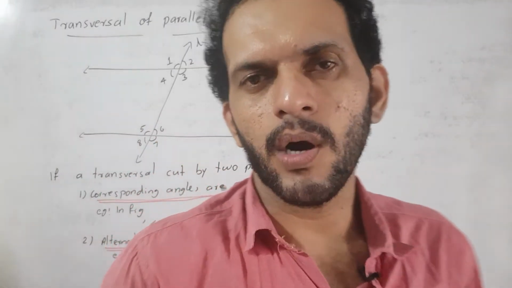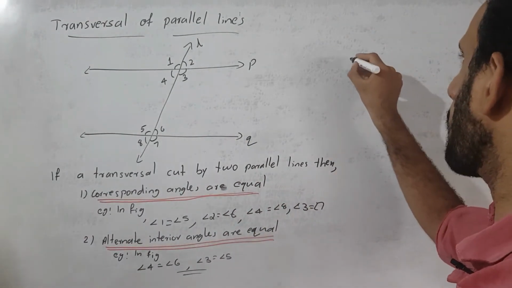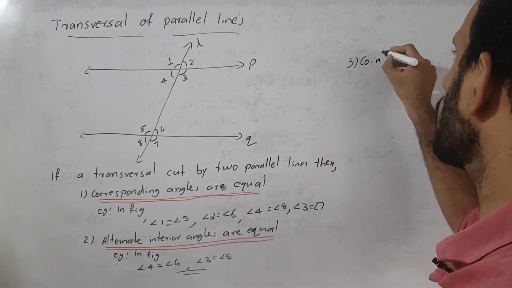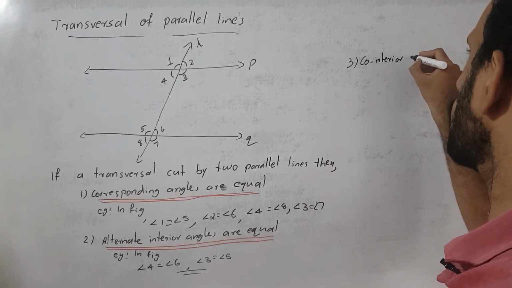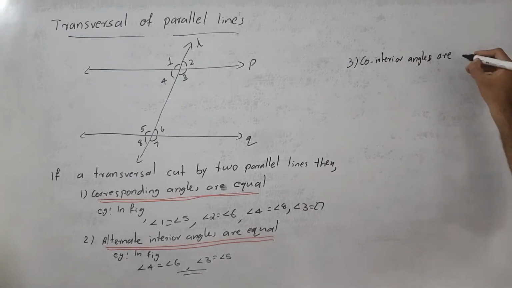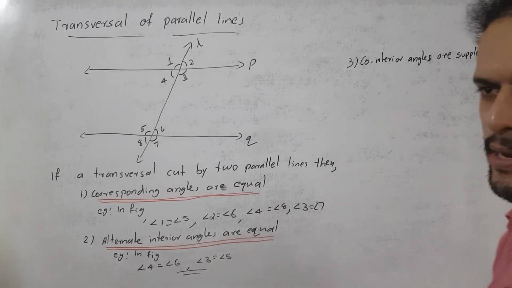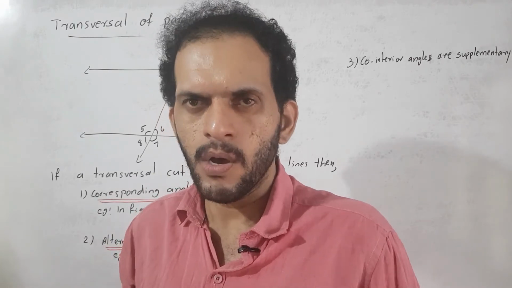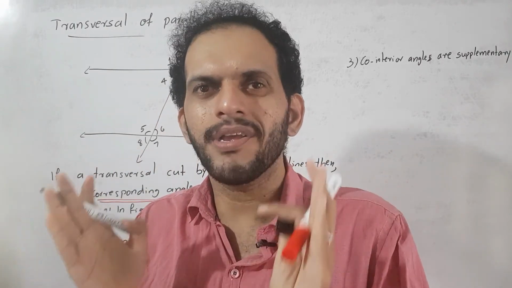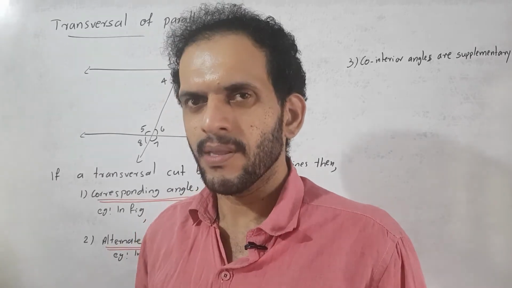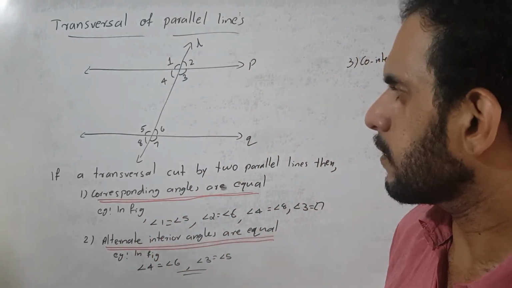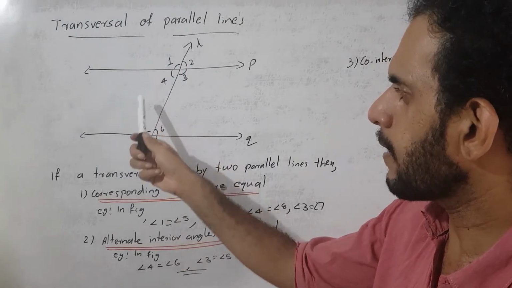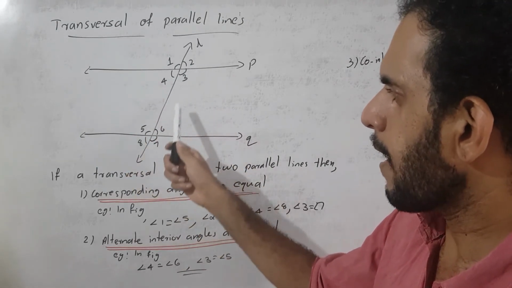Then the last property, one more idea, what is that? The third one, co-interior angles. Okay, co-interior angles are supplementary. We know what I mean by supplementary. Supplementary means the sum of the angles is equal to 180. Remember, co-interior angles are not equal, co-interior angles are supplementary. That means what are the co-interior angles in this figure? It is very clear, angle 4 and angle 5, angle 3 and angle 6.